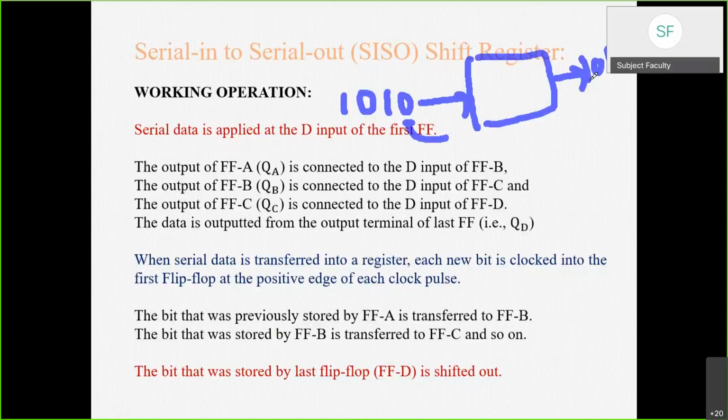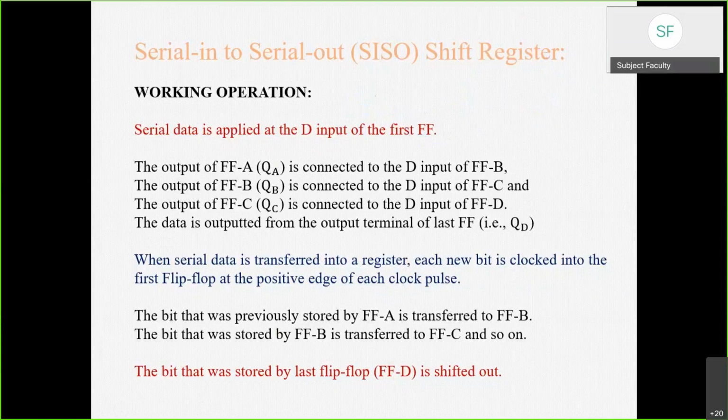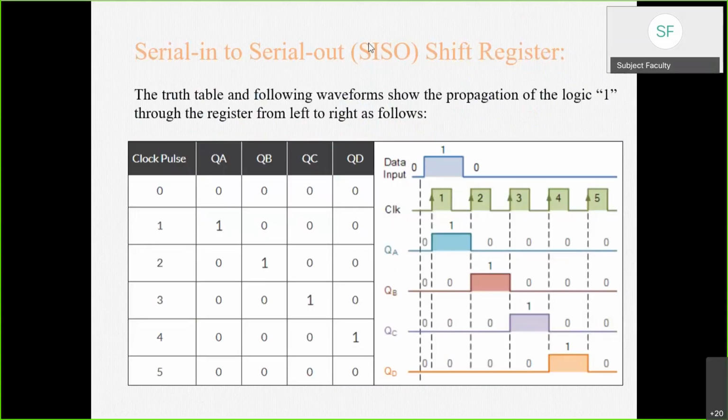So both the data are transmitted serially. So that's why shift register is called SISO. That is serial in and serial out. Here the truth table and following waveform show the logic 1 through the register. Same thing we have also explained.